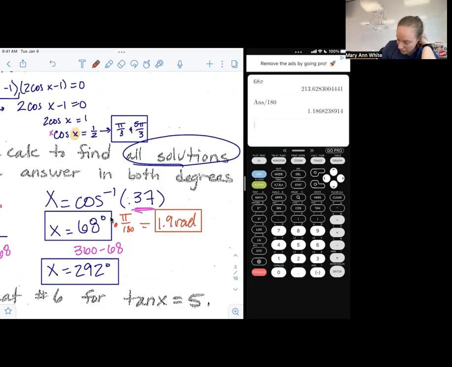And then we're going to do the same thing for 292. I'm going to multiply it by pi over 180. It's not going to be a pretty cute one because this is not one of our normal unit circles. So I get 5.1 radians.